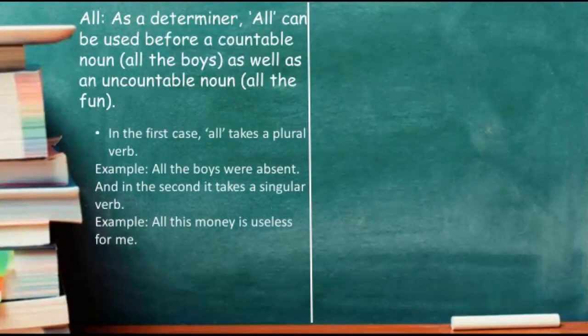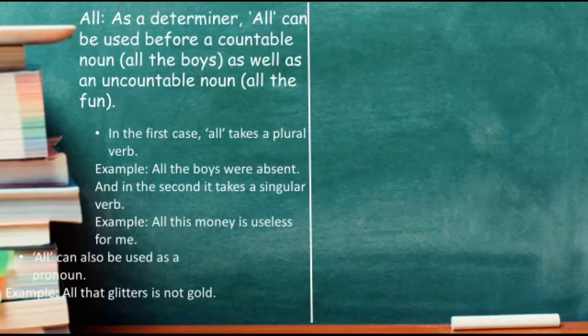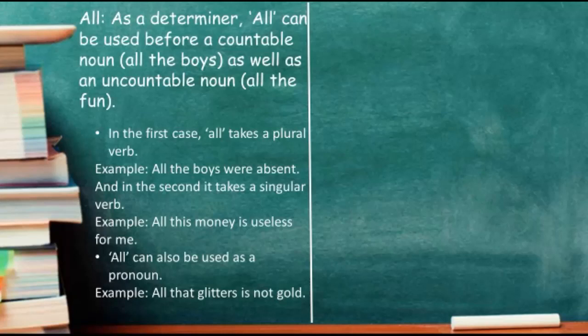In the first case, all takes a plural verb. Example, all the boys were absent. And in the second, it takes a singular verb. All this money is useless for me. Because in an uncountable noun, there is no plural form. Money cannot be counted. All can also be used as a pronoun. All that glitters is not gold. So here all is used as a pronoun.